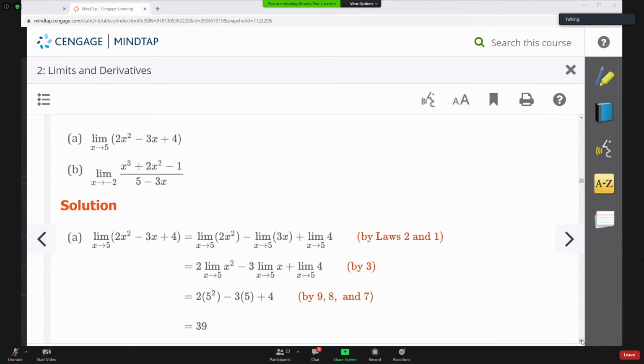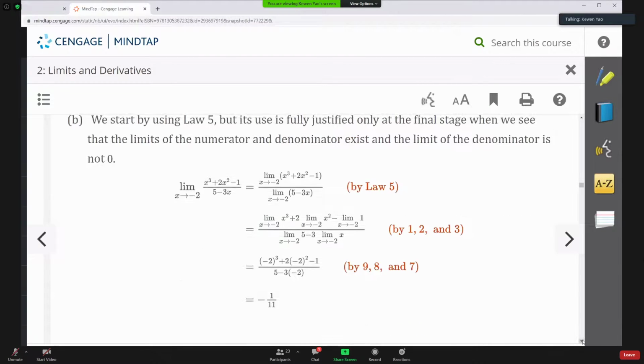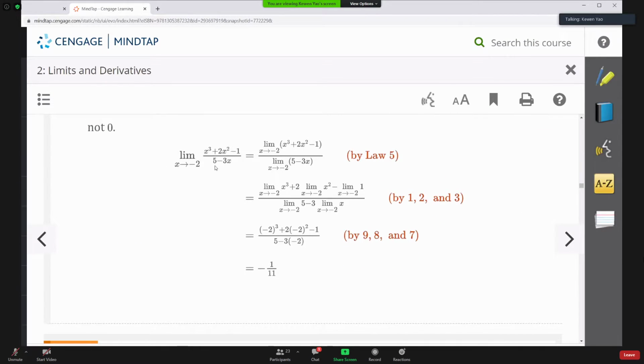Let's look at number B, part B. Now please do it by yourself, using the limit laws we have learned so far. You have several steps in order to get the final answer.